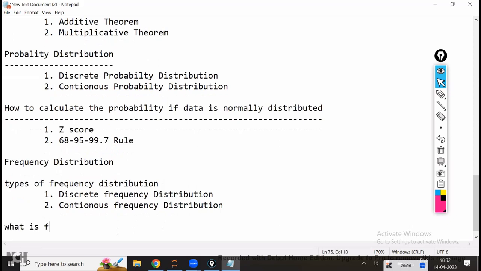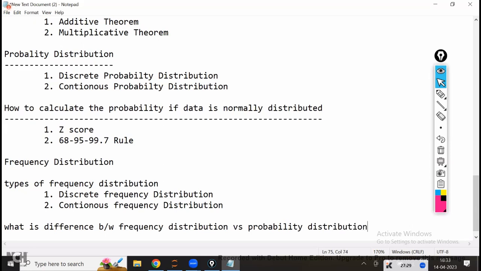What is the difference between frequency distribution versus probability distribution? What is the difference between these two? What is the difference between the frequency distribution versus probability distribution?